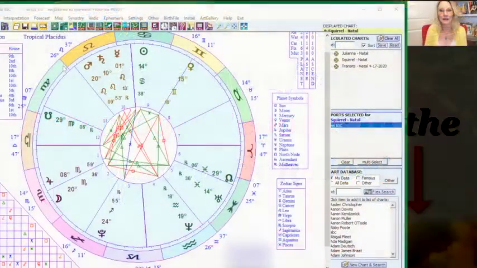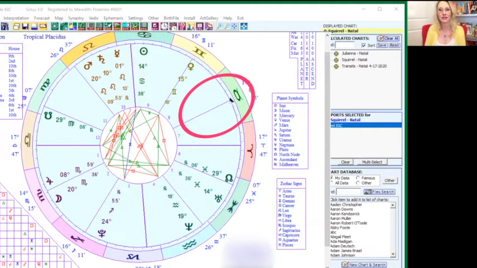And let's keep going. The eighth house. The eighth house is going to show me other people's resources for her. It's going to show me her level of how she deals with intimacy too.